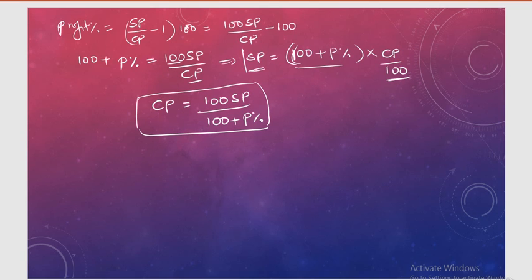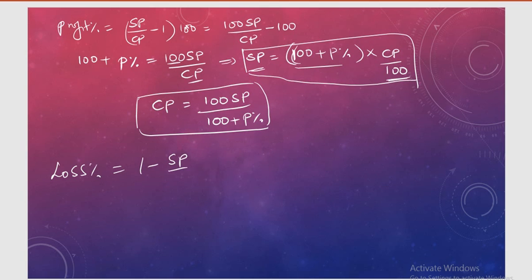So SP is equal to this one, 100 plus profit percentage into CP by 100, right? These are nothing but the things which we obtain by interchanging their positions. The same way I can write loss percentage is equal to 1 minus SP by CP into 100. So I can write it as 100 minus 100 SP by CP.